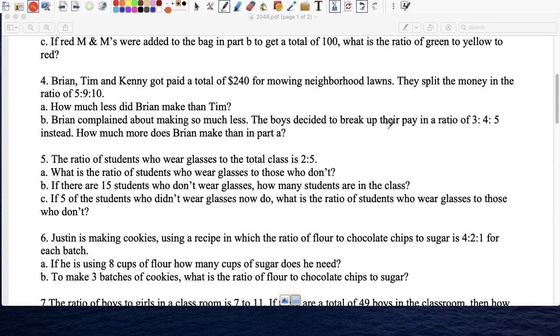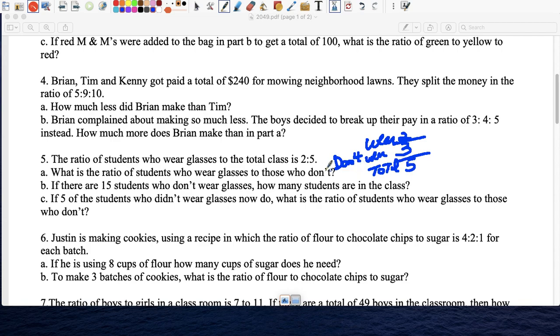The ratio of people who wear glasses, so I'm going to write wear, is 2, and the total is 5. So that means if there's a total of 5 people, 2 wear, which means 3 don't wear, right? Because if I know that there's a total of 5 people, 2 wear glasses, obviously 3 don't. So I'm going to write that here. Don't wear. What is the fraction? 2, 3, 5.